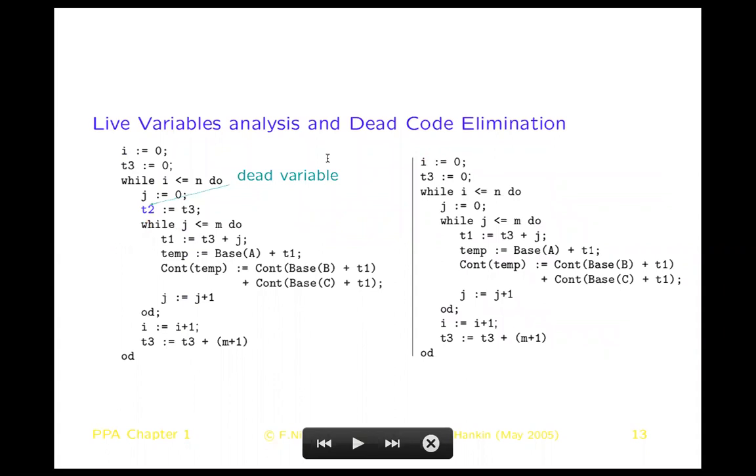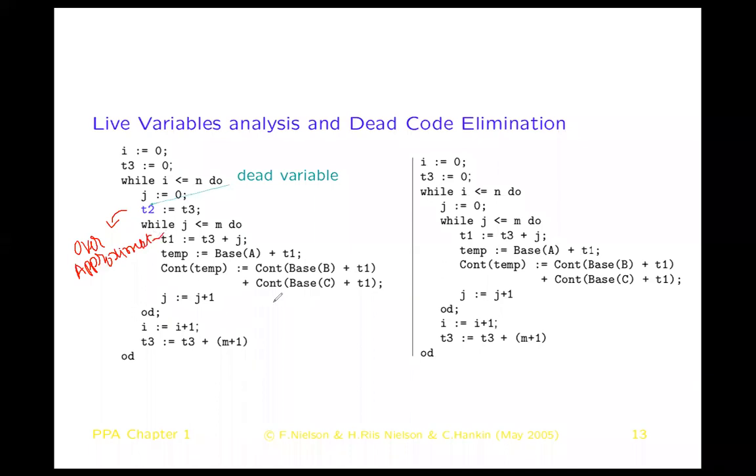Yeah. So in this example, if we do an over approximation, what is an over approximation? You say that a variable T2 is live while it is not live. In this case, if you do over approximation, it is all right, because you lose an optimization opportunity, but you are not going to violate the semantics of the program.